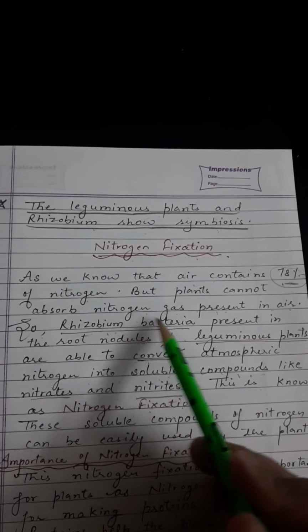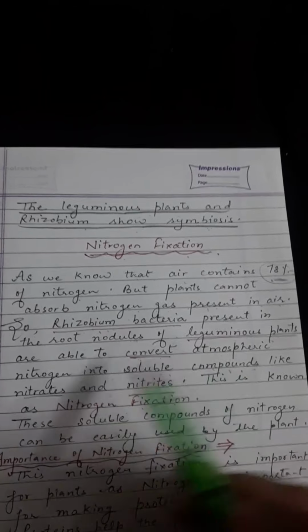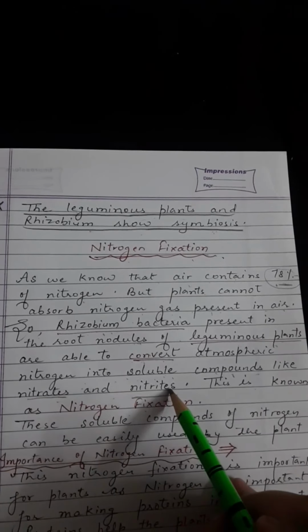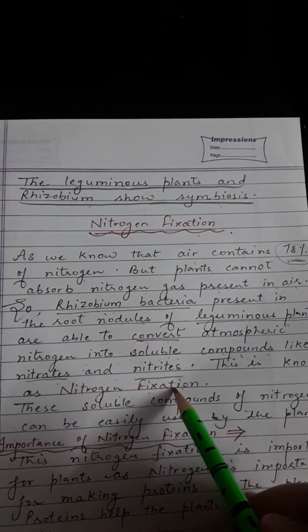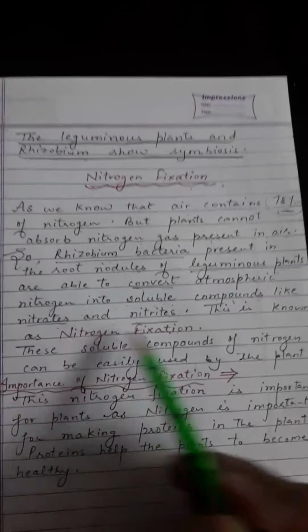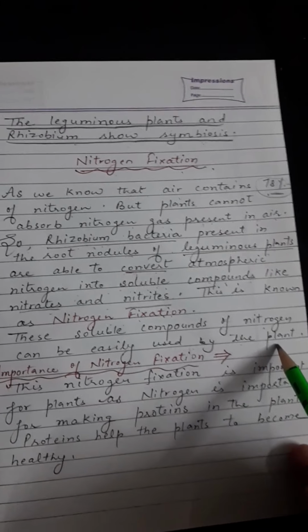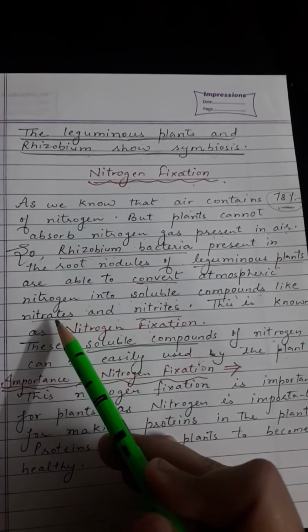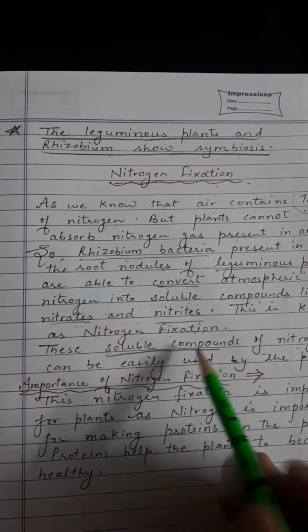Okay, when rhizobium bacteria of leguminous plants convert atmospheric nitrogen, into what do they convert it? Into nitrates and nitrites. That's why we call it nitrogen fixation. Okay? These soluble compounds of nitrogen can be easily used by the plant. Which are the soluble compounds? Nitrates and nitrites. They are used by the plant.